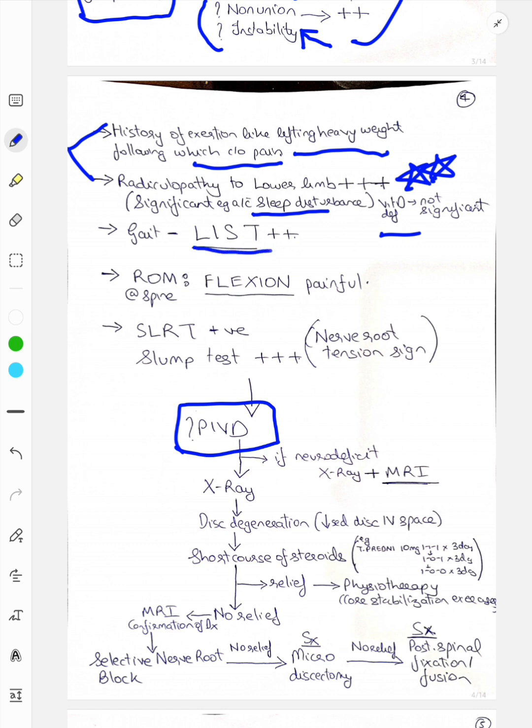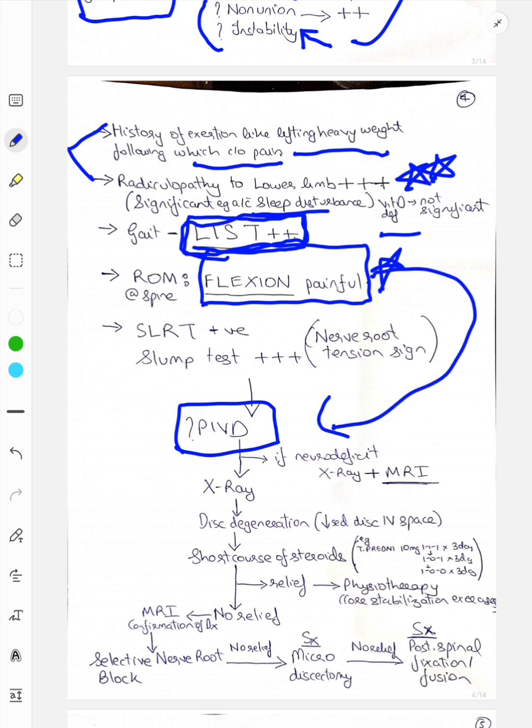Now on examination, a significant finding leading us to PIVD is the presence of list. Whenever the patient is walking to you in OPD, just have a look at the gait. If there is list, suspect PIVD in the first place, right? Whenever the flexion is painful, just imagine the spine. It is a picture of PIVD. Now, the nerve root tension signs like SLR and slump test, whenever positive, it is more likely a PIVD picture, right? Because of the stretching of the nerve root, as the name suggests, nerve root tension sign.